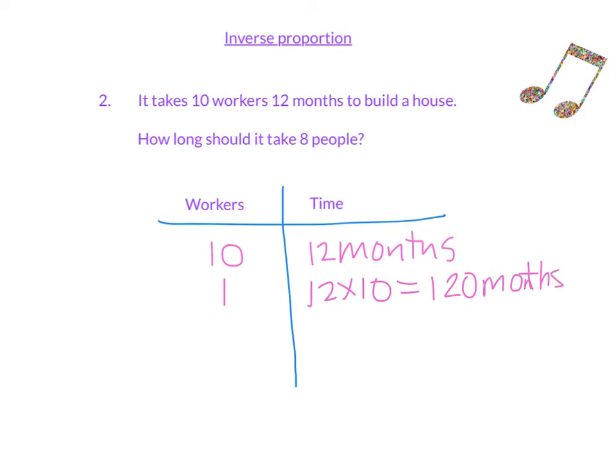And then I actually want to work out 8. So I'm going to be dividing that 120 by the 8 people. And I'll get 15 months.